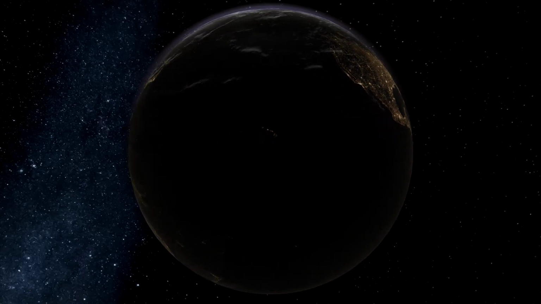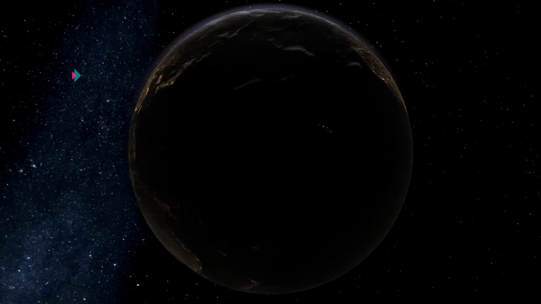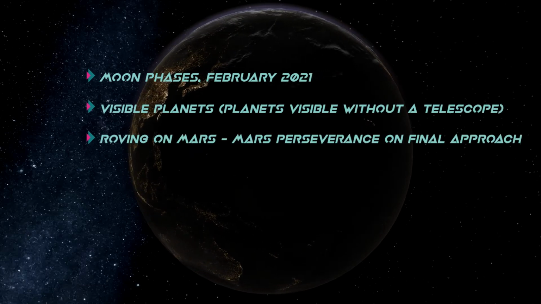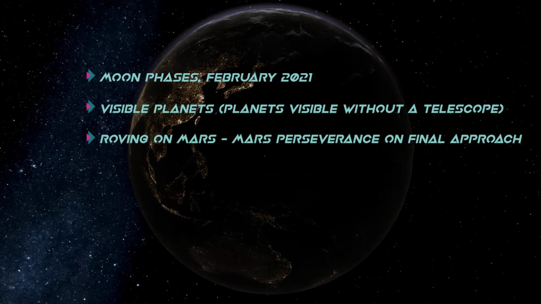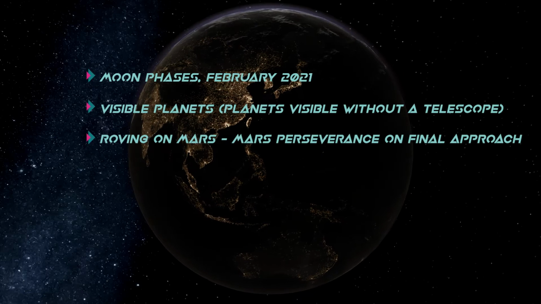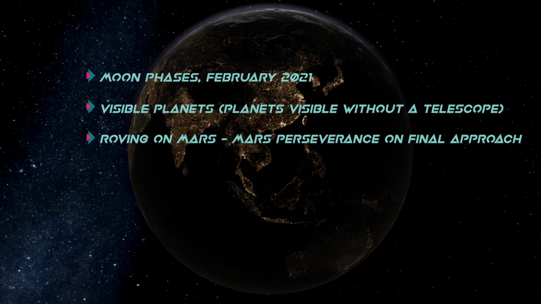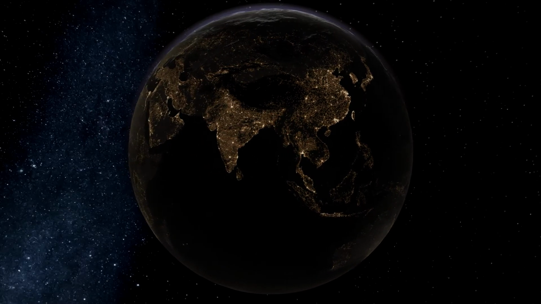Now, in this show, we will be talking about the moon phases for February 2021. We're going to talk about the visible planets, the planets you can see without a telescope, where you're going to be able to find them throughout the month of February. And we're also going to talk about roving on Mars. So, with all that said, let's get to it.